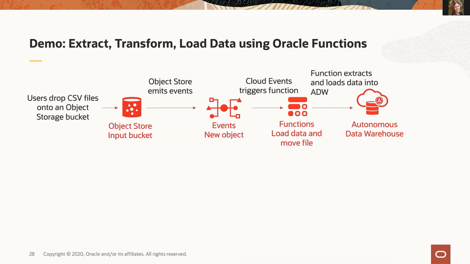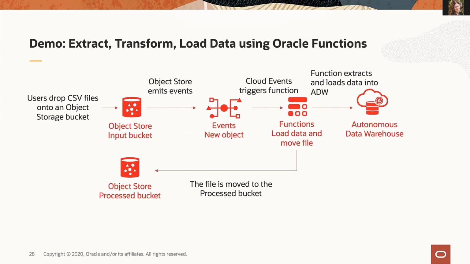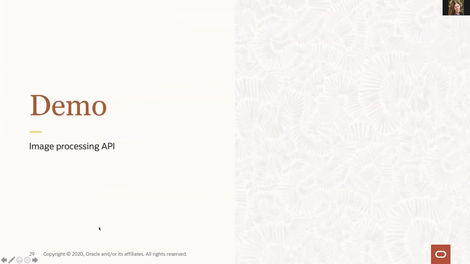But then we're going to move that file into a different bucket. The reason we would do this is to be able to track which files were processed and moved into the database. Instead of deleting it, we move it to a different bucket so we know exactly which files were processed. So let me switch now. I'm going to go to the console.